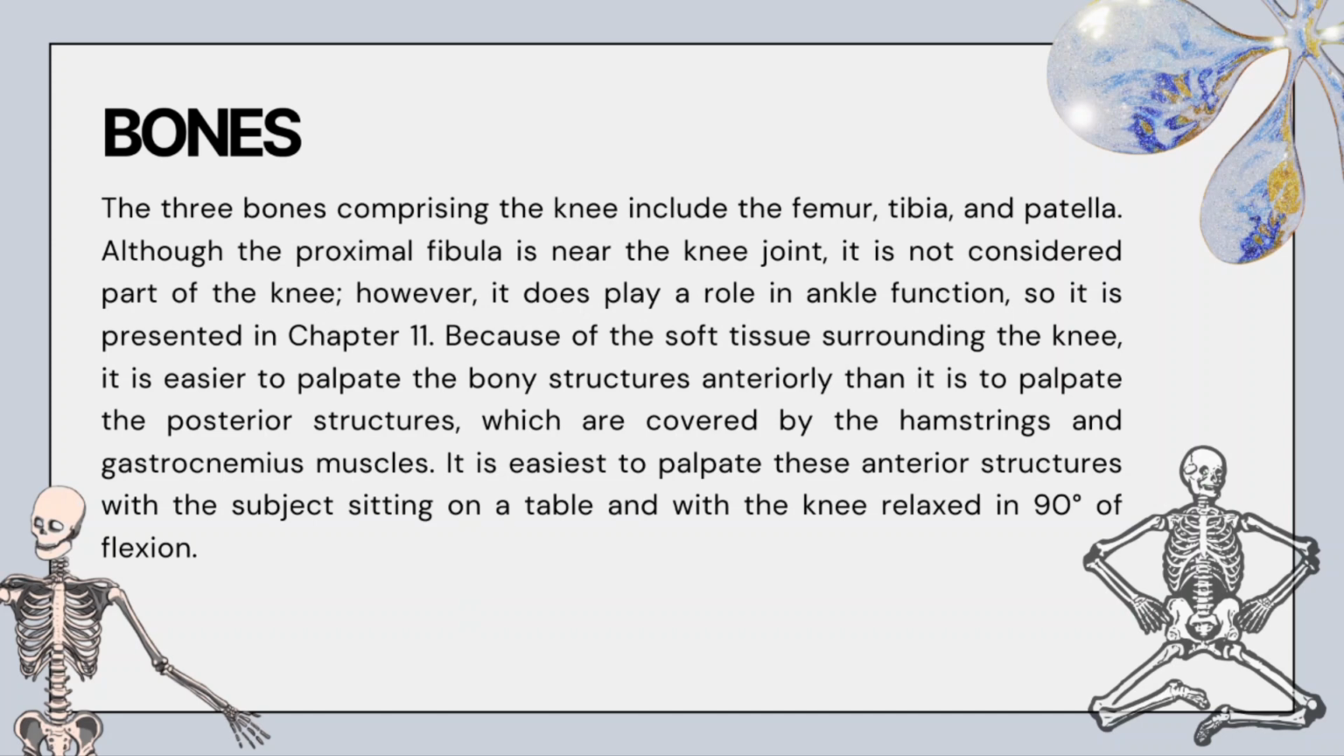presented in chapter 11. Because of the soft tissue surrounding the knee, it is easier to palpate the bony structures anteriorly than it is to palpate the posterior structures, which are covered by the hamstrings and the gastrocnemius muscles. It is also easiest to palpate these anterior structures with the subject sitting on the table and with the knee relaxed in 90 degrees of flexion.